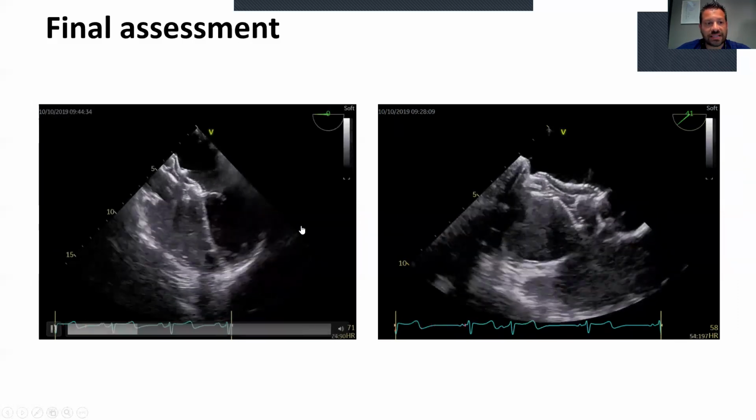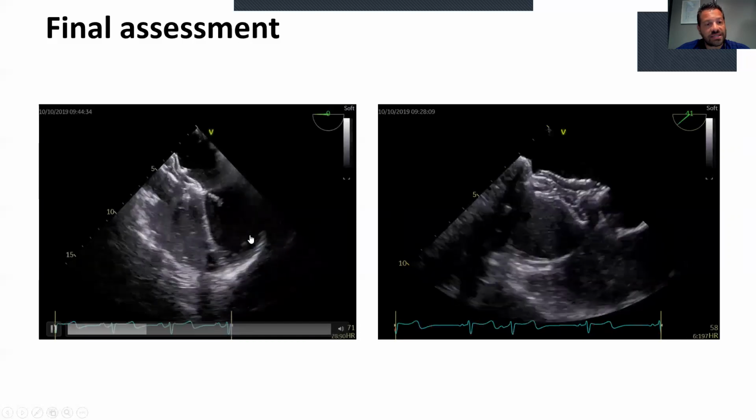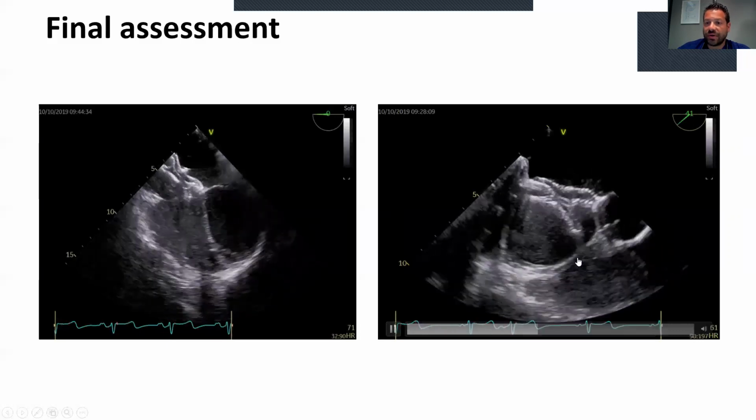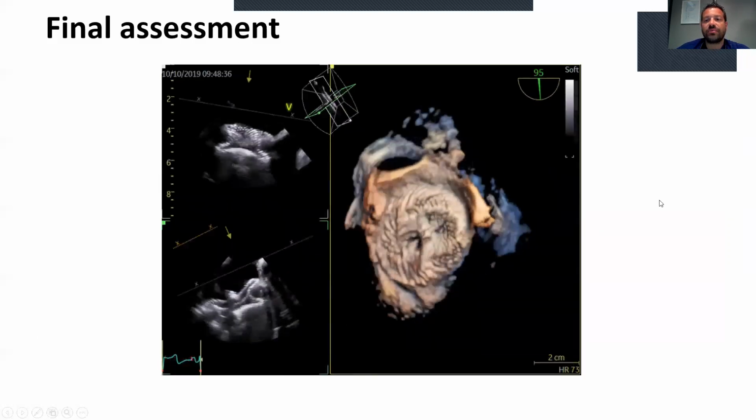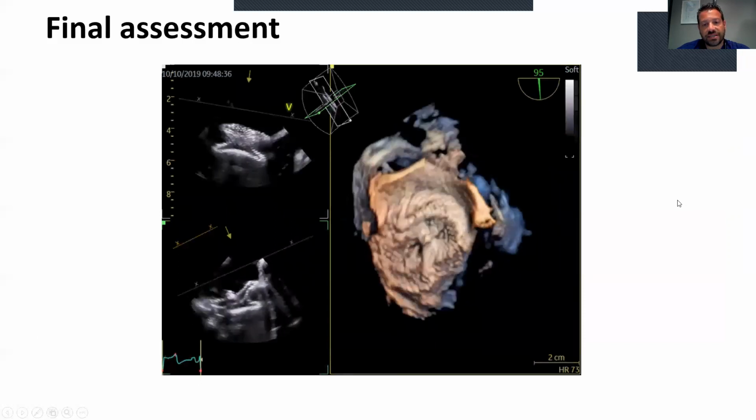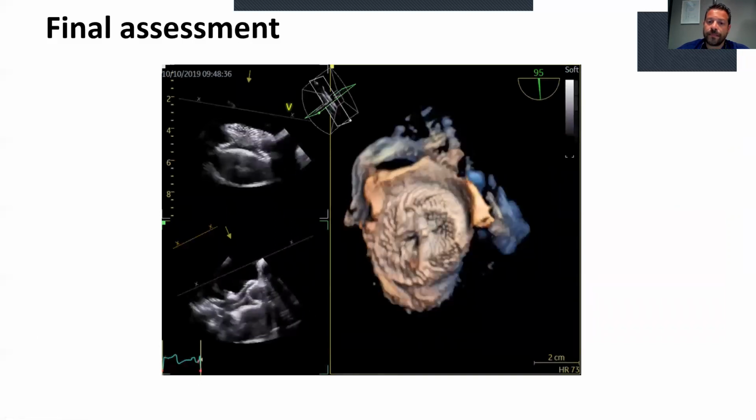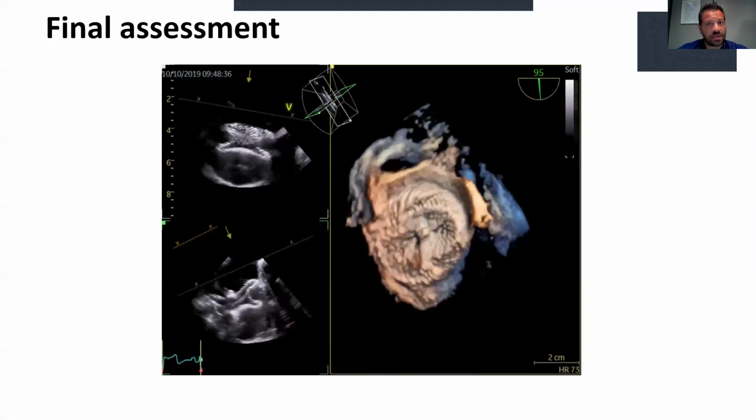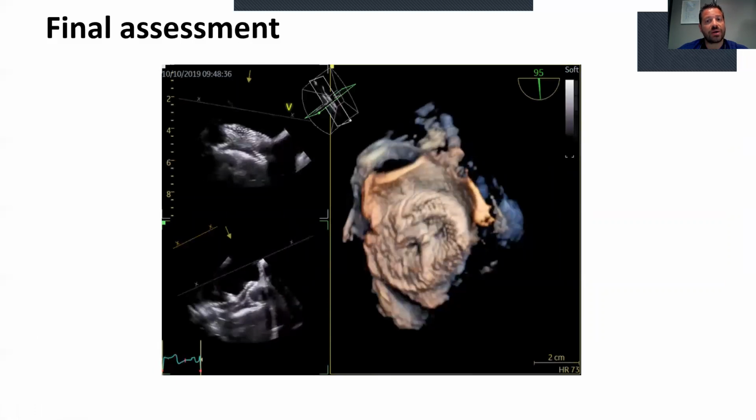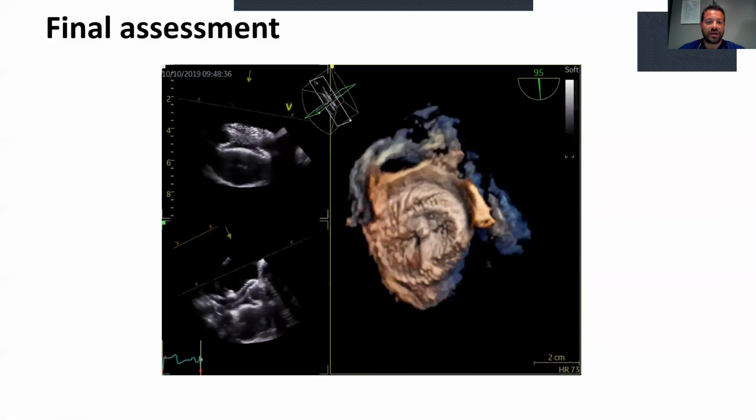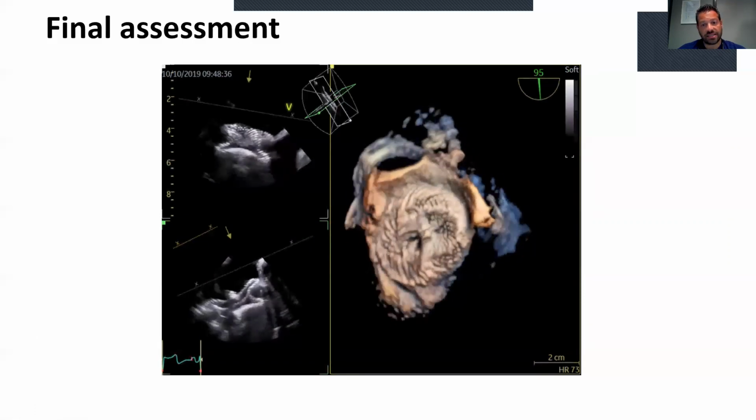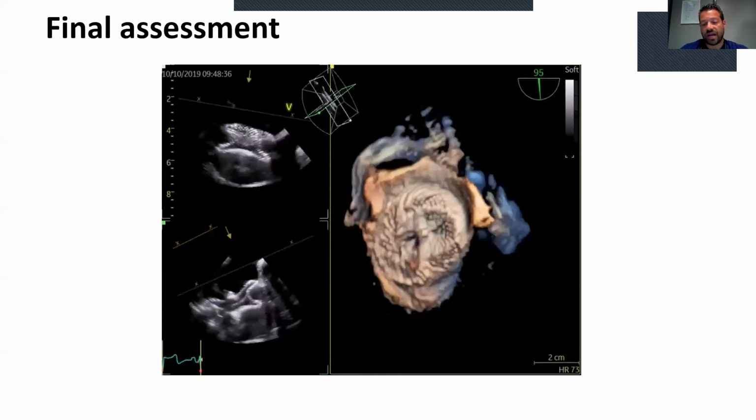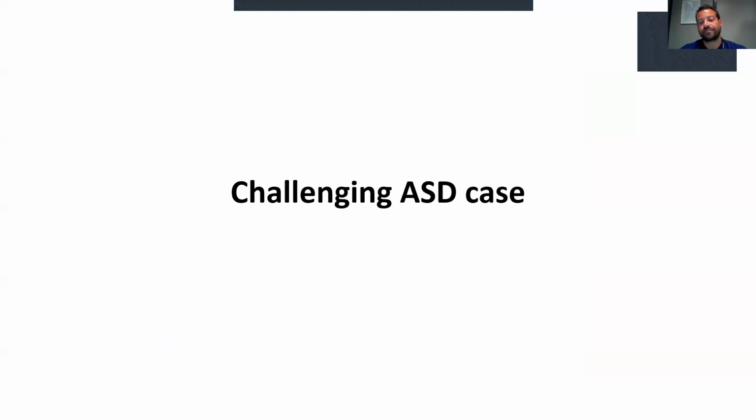So we do our final assessment. We check the device at all views: 4-chamber view, short axis view. We see we have the rims, and then we can have a very nice 3D imaging of our device. And of course, we have to follow up these cases. We can have a transthoracic echo 1 week later, 1 month later, to check if we have residual shunt and if the device is stable in its position and it hasn't embolized to a cardiac cavity.